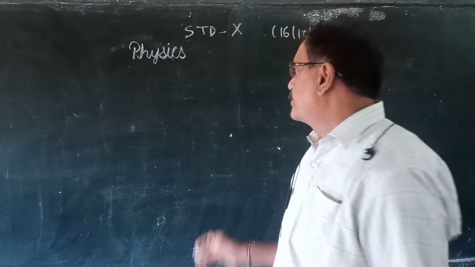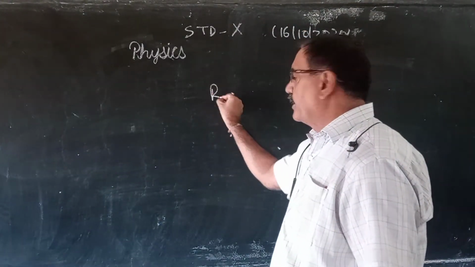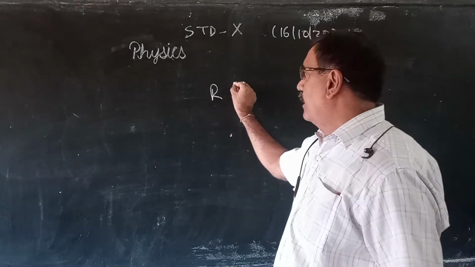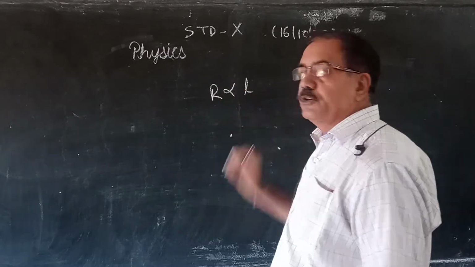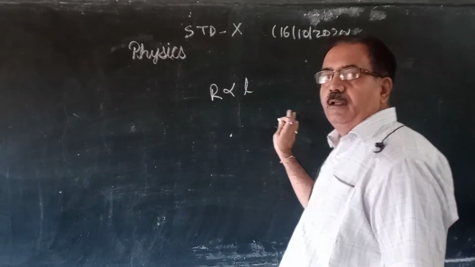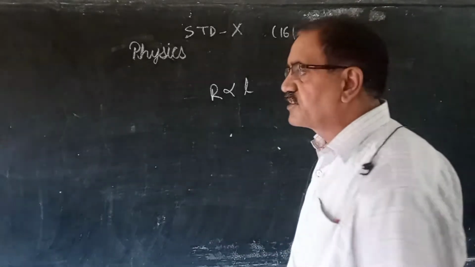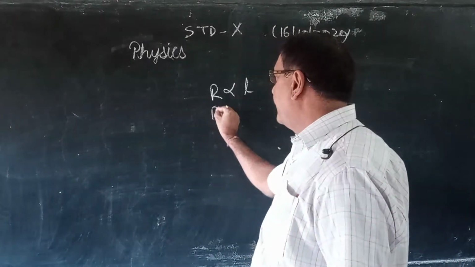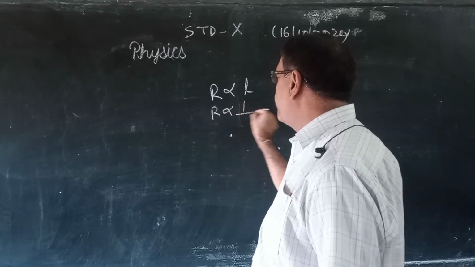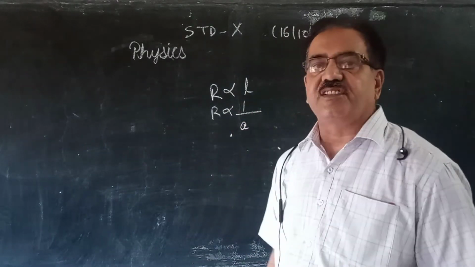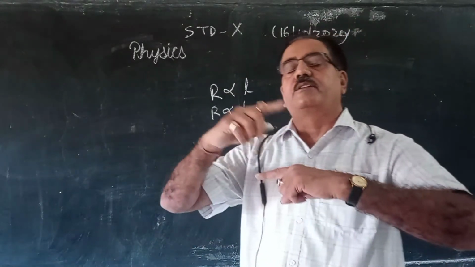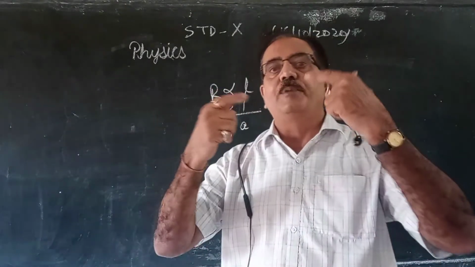So the specific resistance, I explain to you: resistance is directly proportional to L, the length of the wire. More the length, more is the resistance. You have studied this in standard 9 also. Second, resistance is inversely proportional to the area of cross section. Means if the thickness is more, resistance will be less.